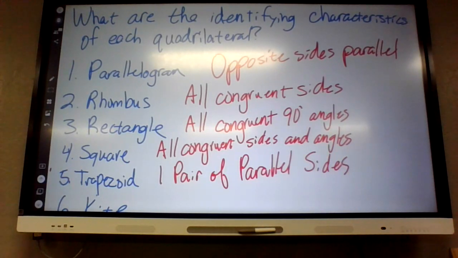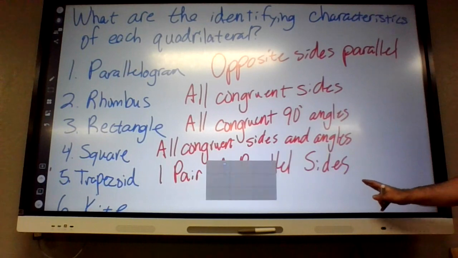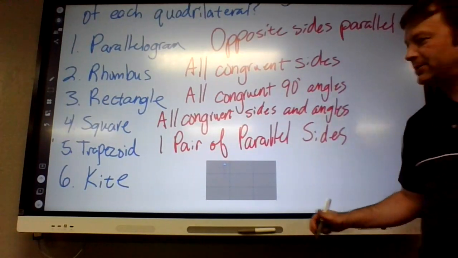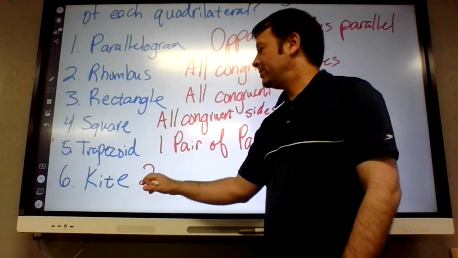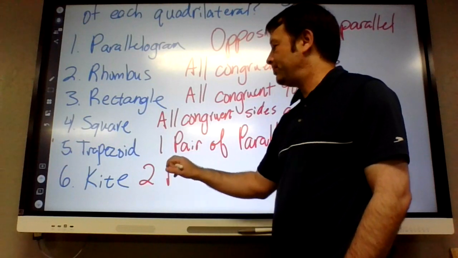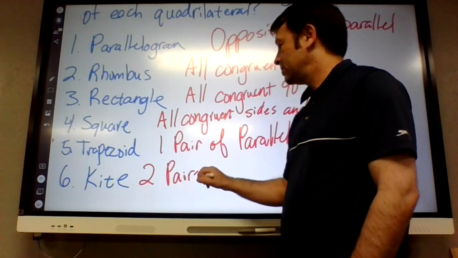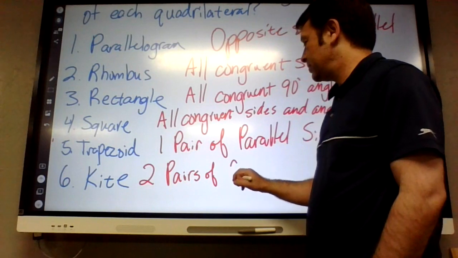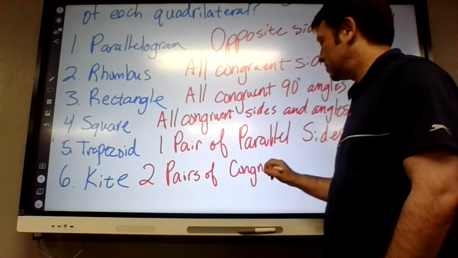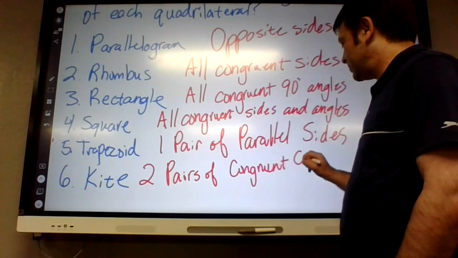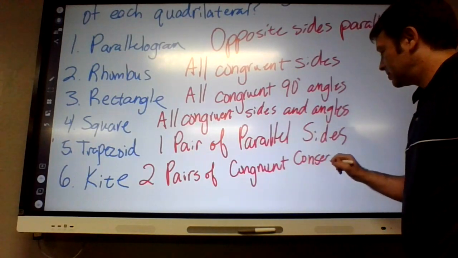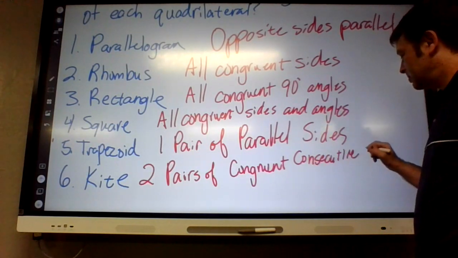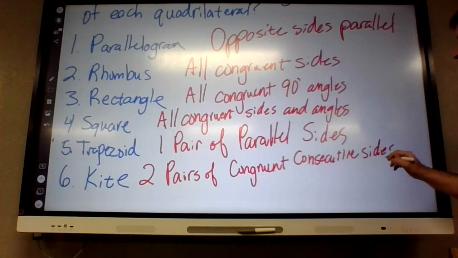What's a kite? One pair of the opposite sides... No, one pair of congruent angles. Consecutive sides are congruent. It's kind of hard to word this one. It's two pairs of congruent consecutive sides. So the congruent sides are next to each other, not across from each other.